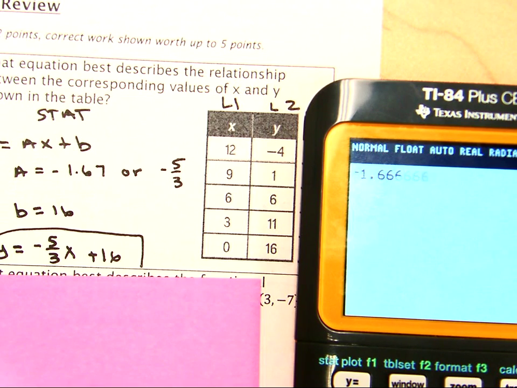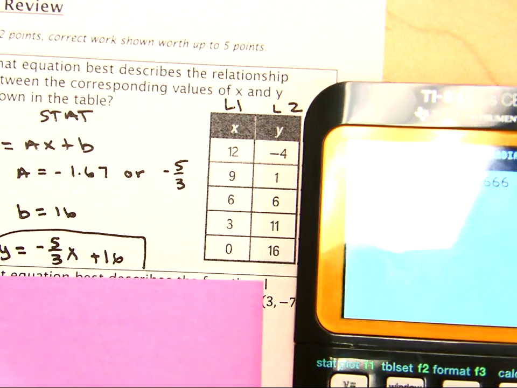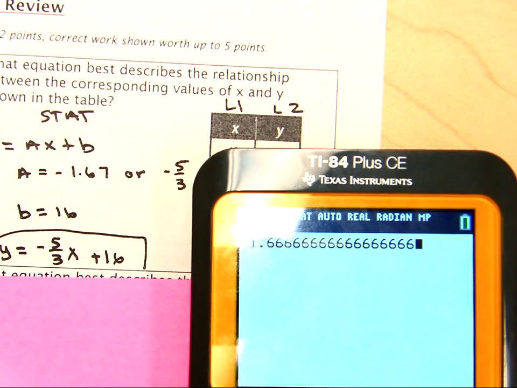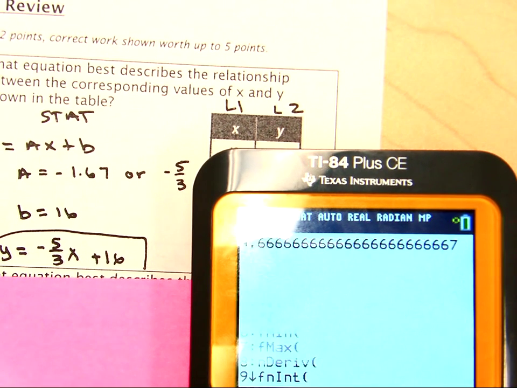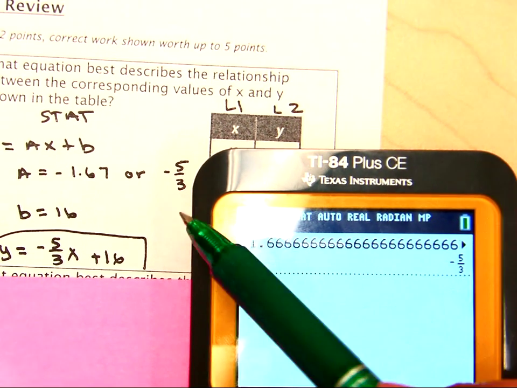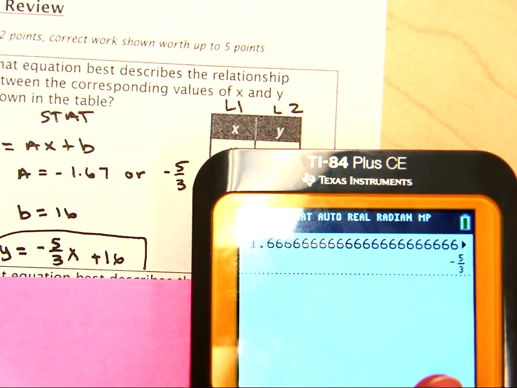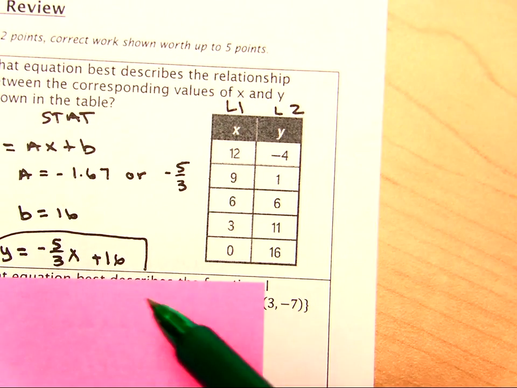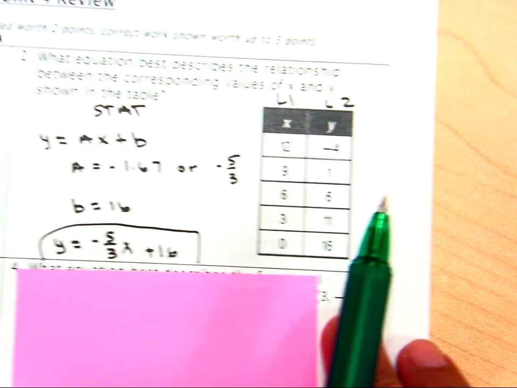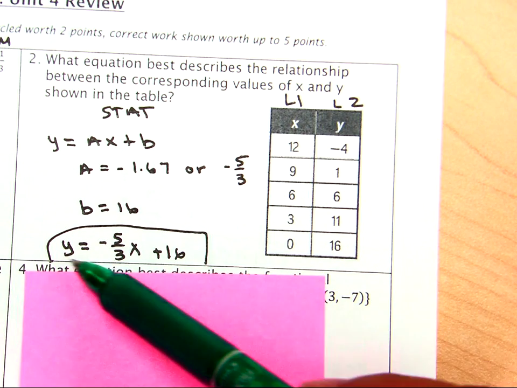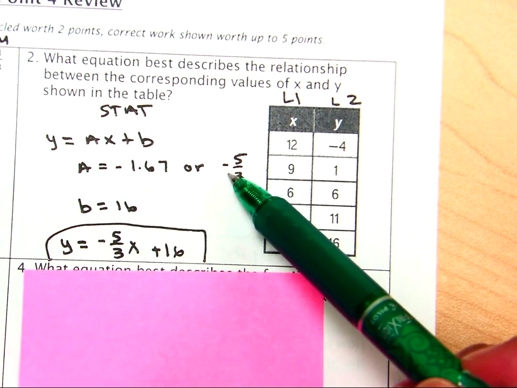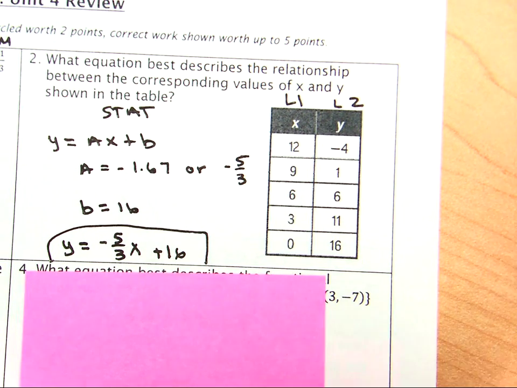I apologize. And you type as many 6s as you can until you get that arrow to come up here. So if you look, there's my arrow. You can type 7 if you want, and then you press math and enter twice. So there's where the -5/3 came from. So now it's just a matter of plugging in these numbers, I apologize. So y equals -5/3 x plus 16.